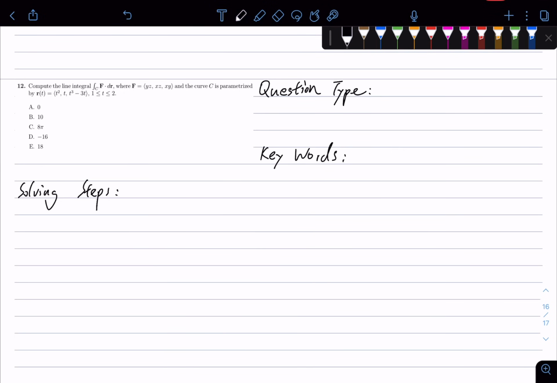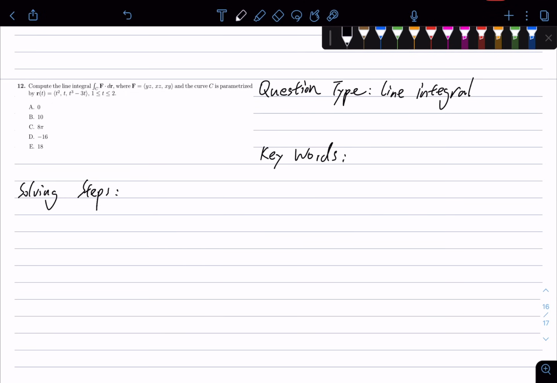Question number 2. Compute the line integral where F is such and then the curve C is parameterized by r of t, and then t is from 1 to 2. Okay? Well, this again, it's a line integral problem, right? Line integral. But again, which type is it? Is it a scalar or is it a vector?